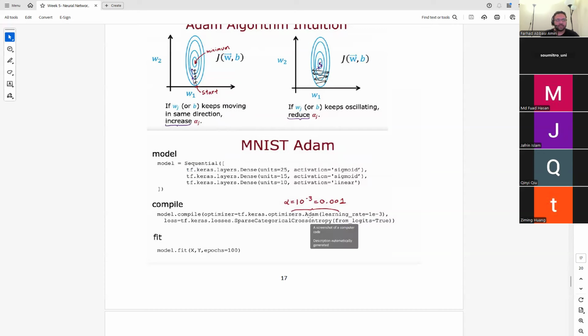But for Adam, you need to define this argument. You need to define an initial value of the learning rate. For example, let's say 10 to the minus 3 or 0.001. You give this initial value of the learning rate to your model, and then it adjusts this value by itself. It might increase it a little bit. It might decrease it a little bit. This is the Adam optimization algorithm's job. And then you have the loss function and fit the model.